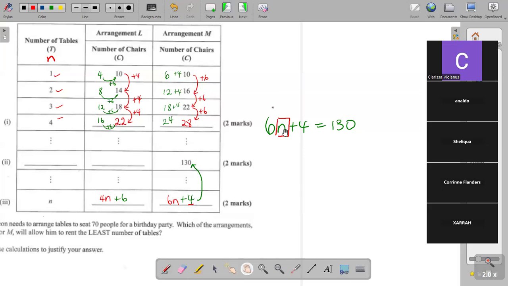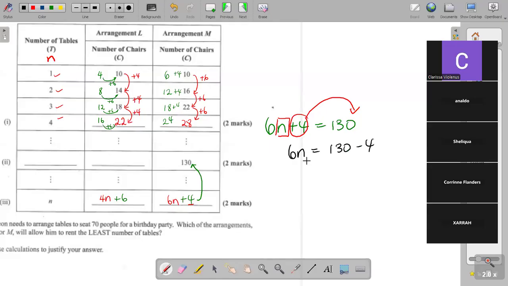Something you keep in mind: you get rid of the extra part first. Plus 4 isn't attached to n, it's like a tail. So how do I get rid of plus 4? I just carry it over. When I carry it over, it becomes the opposite. So it becomes minus. We're going to be left with 6n is equal to 130 minus 4.